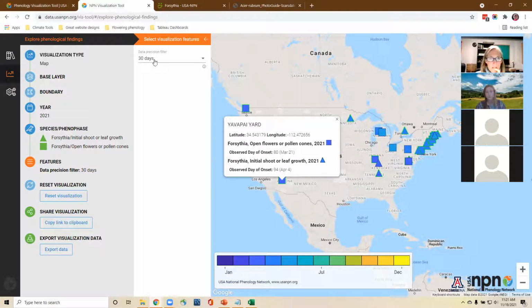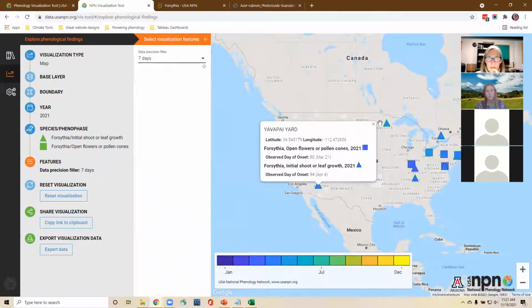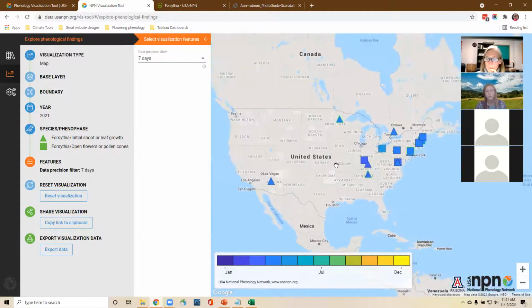And so it defaults to showing a prior no within 30 days, but you can actually restrict this even more if you want it to be more precise and go down to 7 days or 14 days. So now we're only seeing the onsets where there is a prior no within a week. So we know that these are accurate within a week. They actually started happening within a week's time. Any questions about that?